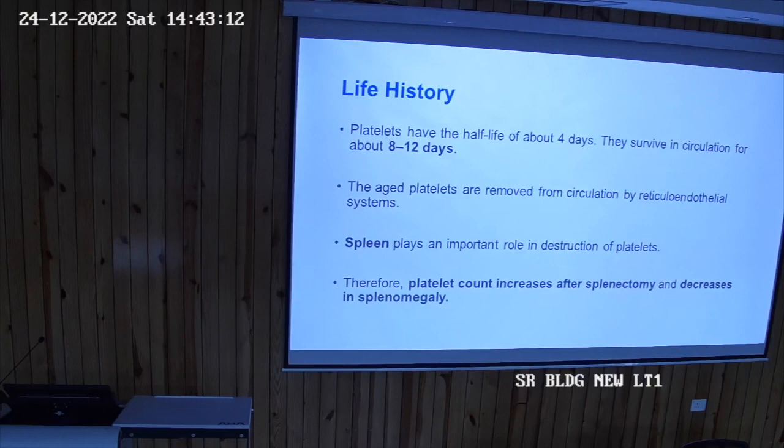The aged platelets are removed from circulation by the reticuloendothelial system, and 50% is removed by the spleen. The spleen plays an important role in destruction of platelets. Therefore, platelet count increases after splenectomy, the removal of spleen, and decreases in splenomegaly. Emphasis on these two conditions for problem-based questions.